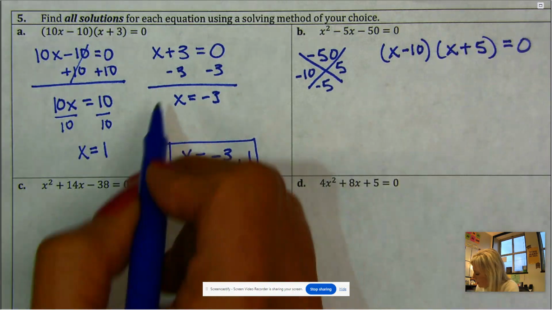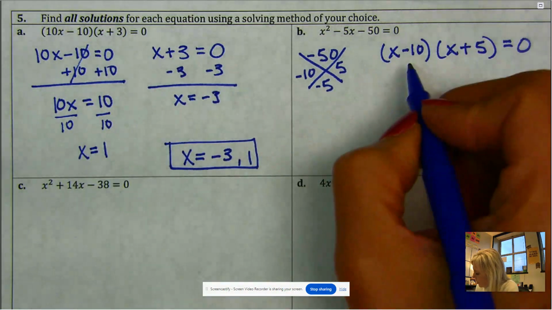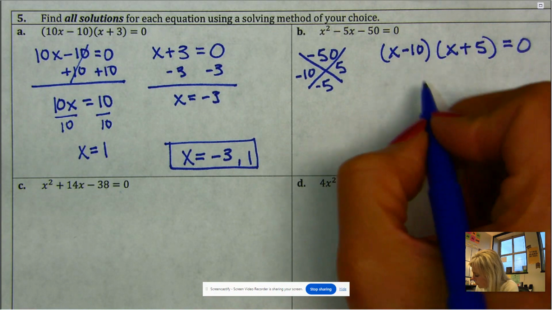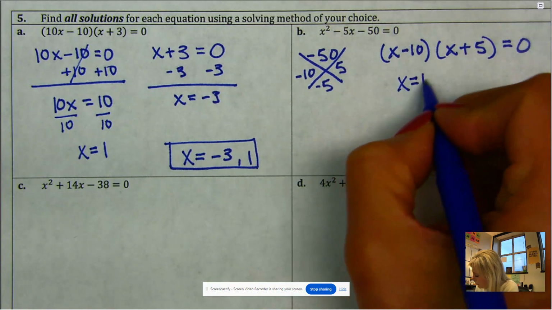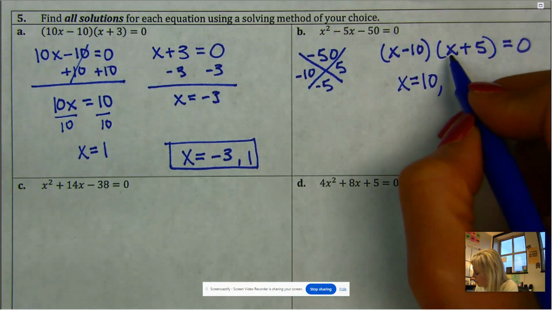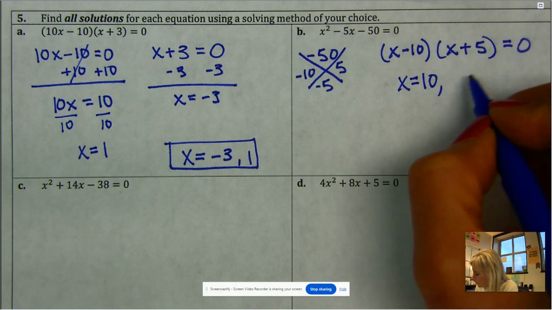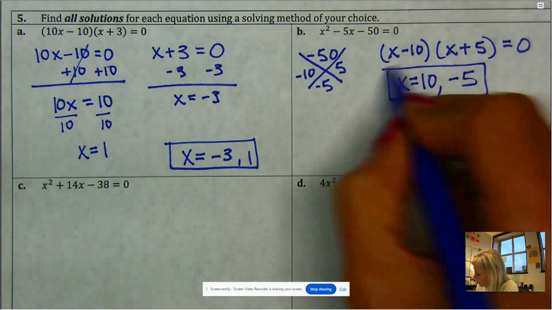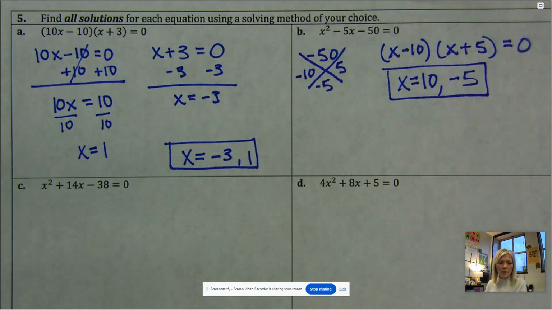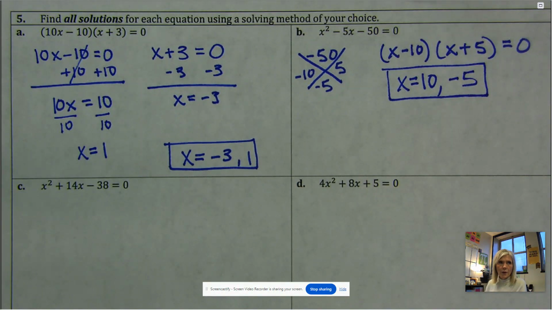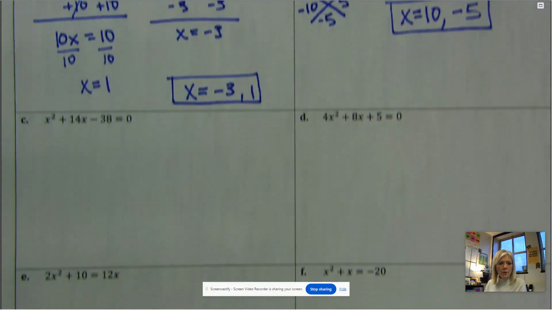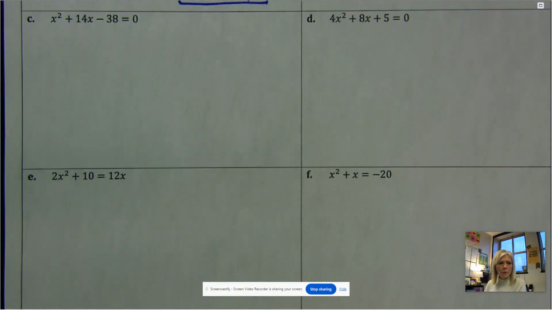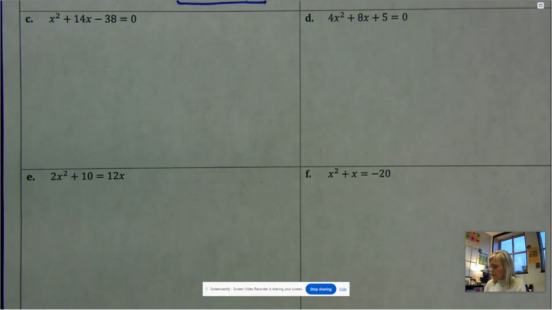And so again, it's kind of the same idea as over here. If x minus 10 equals 0, then x is 10. And if x plus 5 equals 0, then x is negative 5. Okay, so we could have done something different, but it was easy to factor that. Okay, I will go over completing the square for C though.